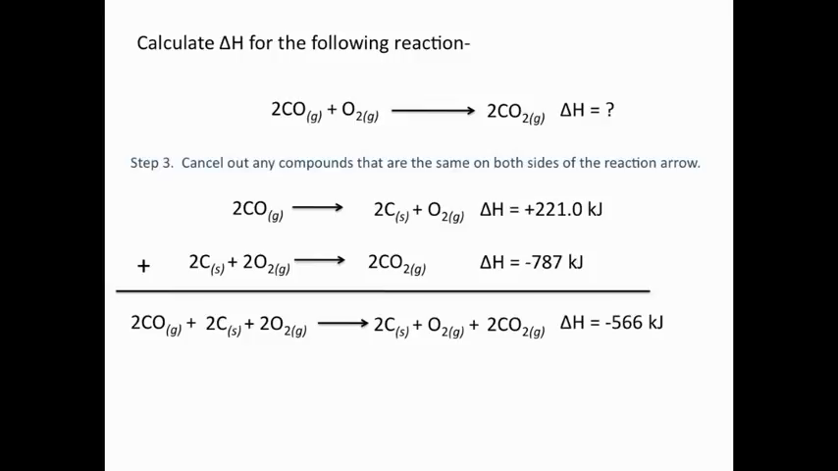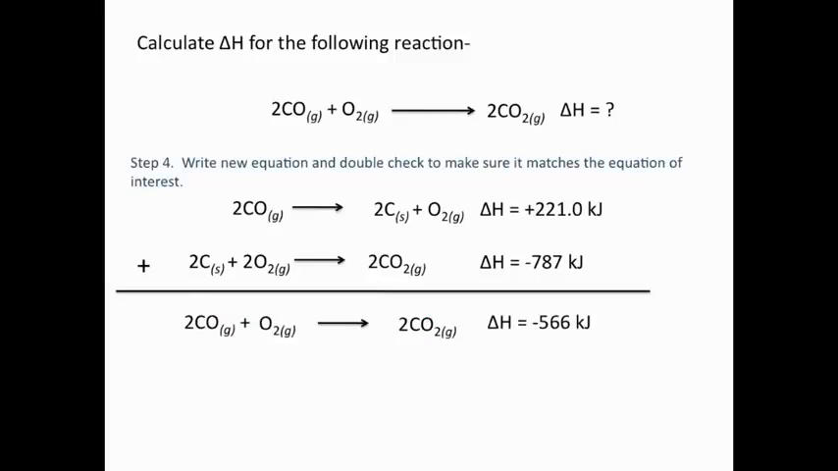But you'll notice that I have some compounds that are the same on both the reactant side and the product side. And so anything that's the same on both sides of the reaction arrow can be canceled out. So I can cancel out my 2 moles of carbon on both the reactant and the product side. And I can also cancel out the 1 mole of O2 on the product side with 1 mole of O2 on the reactant side, leaving me with the final equation 2CO plus O2 goes to 2CO2. And the last thing you need to do is to double check that this equation matches your equation of interest.